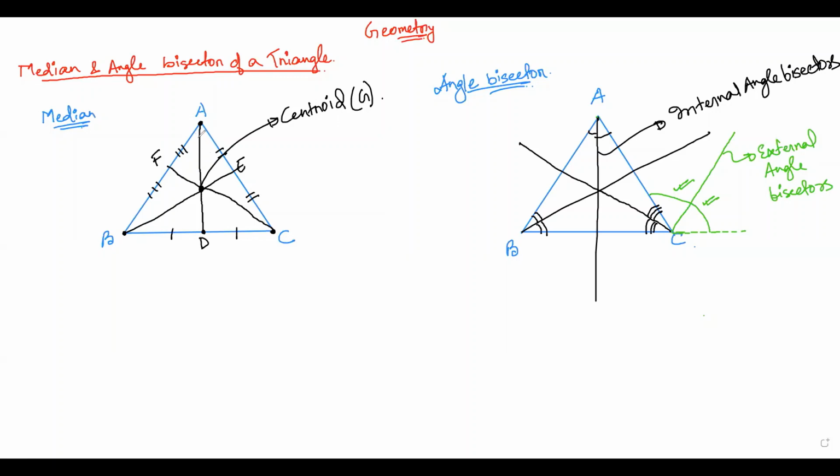So, a median of a triangle from a vertex is a line segment which divides the opposite side into two equal halves, and an angle bisector of a triangle is a line which divides the angle into two equal halves.